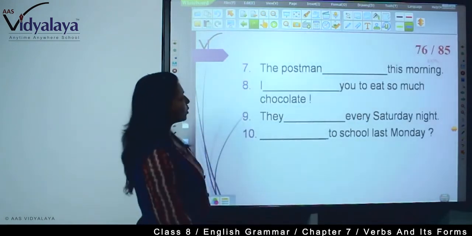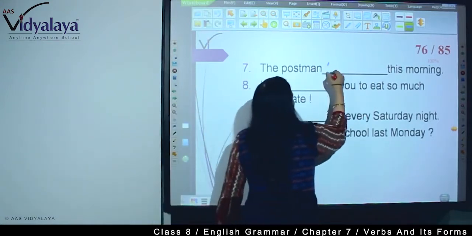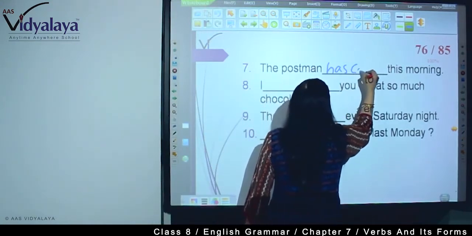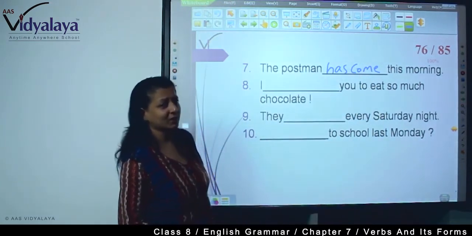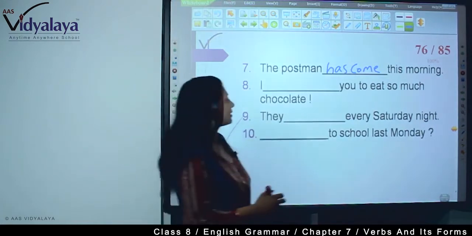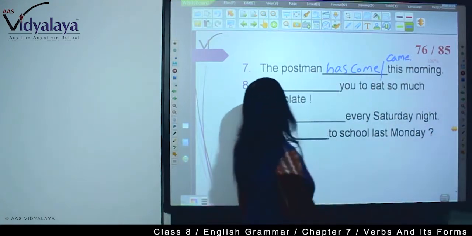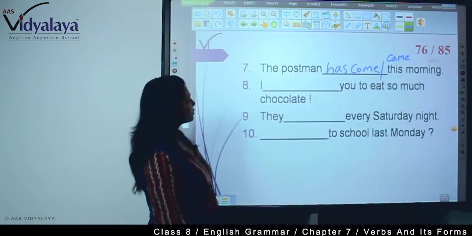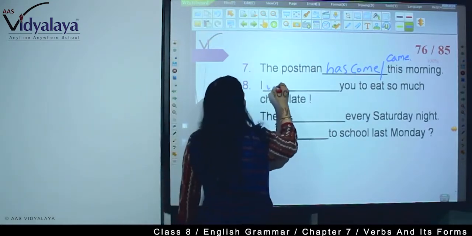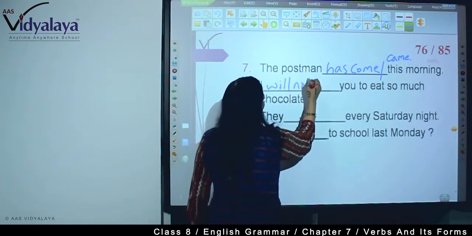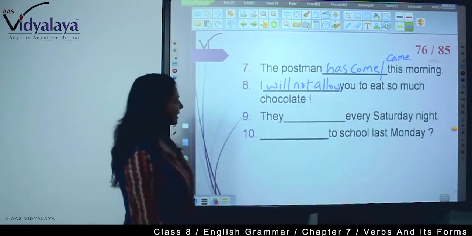Now next, the postman this morning. The postman has come this morning. Has come. And if this is evening, in the evening you can write, so came this morning, that also you can write. Because he has gone, so came this morning. Both you can write. You to eat so much chocolate. I will not allow you. Right? I will not, or you can write cannot. Anything you can fill, but it must be correct.